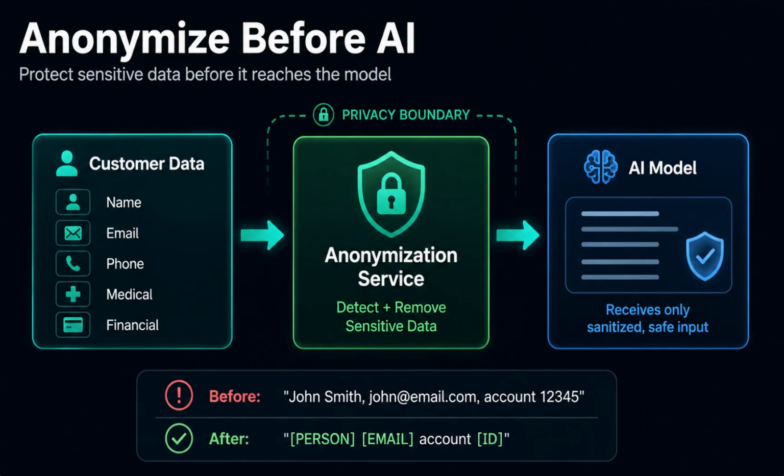So in this video, I'm going to show you a simple way to put a protection layer in front of your AI system using Google Sensitive Data Protection. The idea is simple. Before the data gets sent to the AI model, we detect sensitive information and anonymize it. I'll show you how the flow works, and then we'll test it with a small Node.js app so you can see the anonymization happening in real time. Let me share my screen and show you how it works.